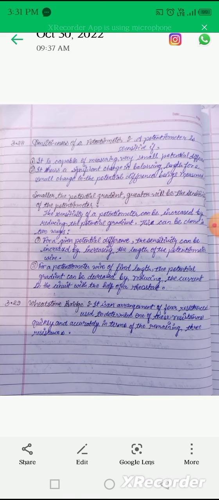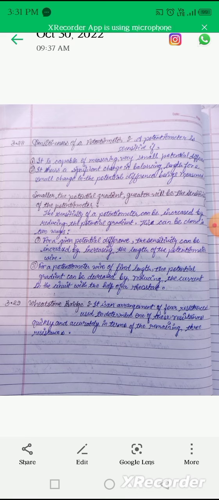Topic 3.28, sensitiveness of a potentiometer. A potentiometer is sensitive if, first, it is capable of measuring very small potential difference. Second, it shows a significant change in balancing length for a small change in the potential difference being measured. Smaller the potential gradient, greater will be the sensitivity of a potentiometer. The sensitivity of a potentiometer can be increased by reducing the potential gradient.